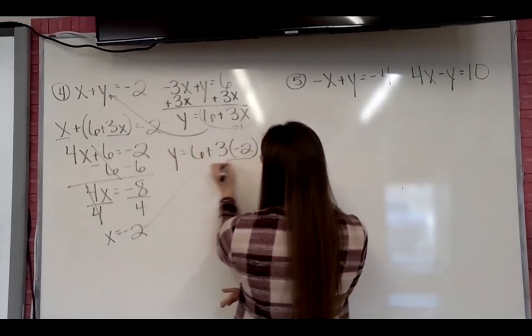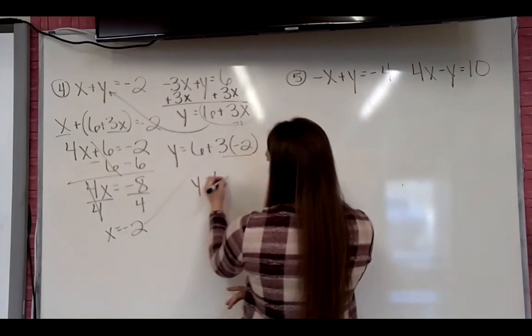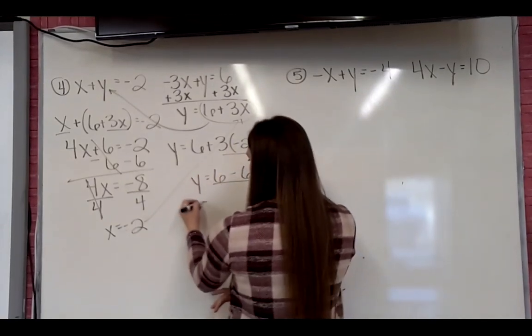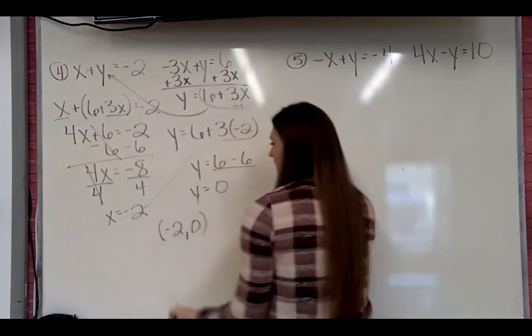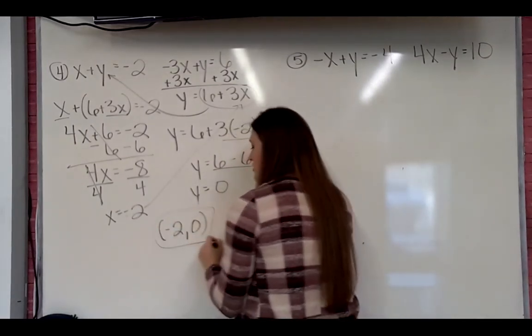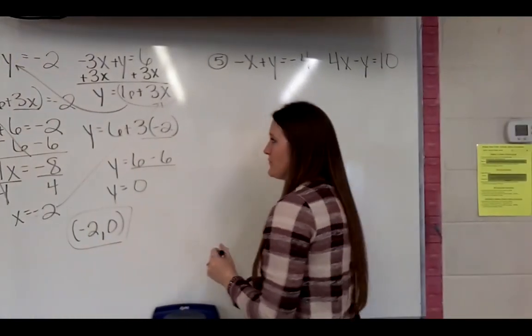3 times -2 is -6. 6 minus 6 is 0. That is still a point. -2, 0. And even if you worked it out differently, you should have still gotten that solution.